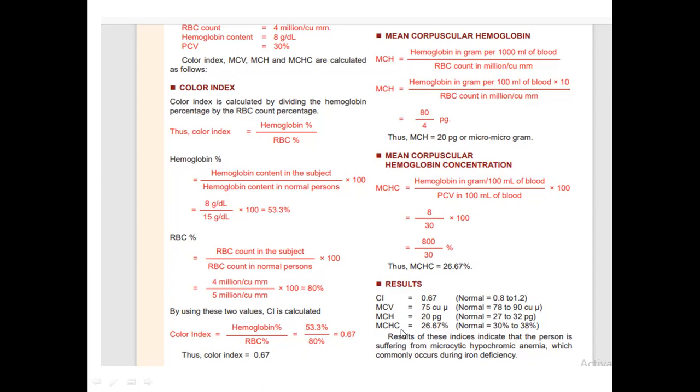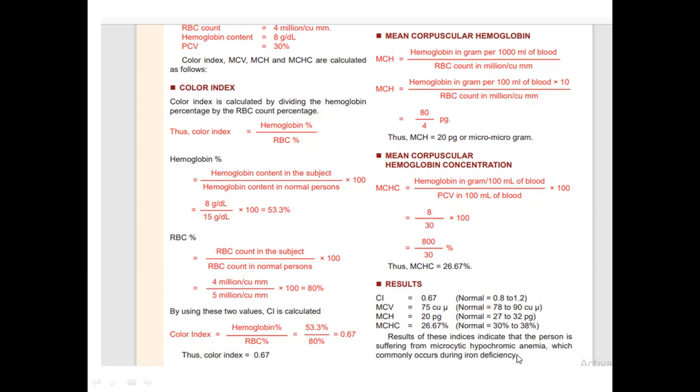And I told you that this value is the most important value. Mean corpuscular hemoglobin concentration is the most important value to determine anemia. So from all these values that we saw, the color index is lower than the normal amount. The mean corpuscular volume is lower than the normal amount. The mean corpuscular hemoglobin is lower than the normal. Mean corpuscular hemoglobin concentration is also lower than the normal. So what does that tell us? It shows that this patient is suffering from microcytic hypochromic anemia.